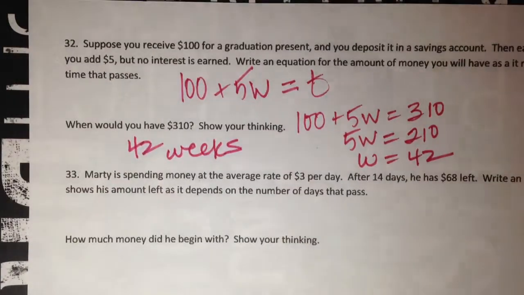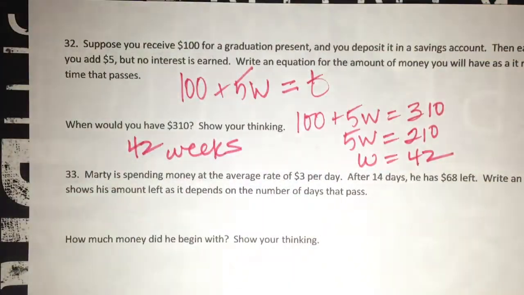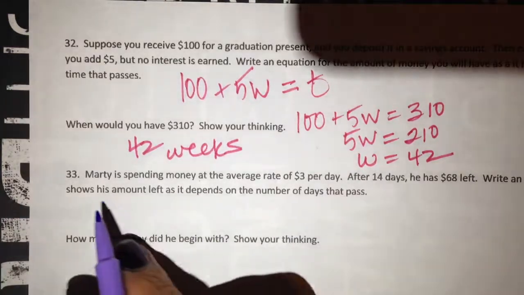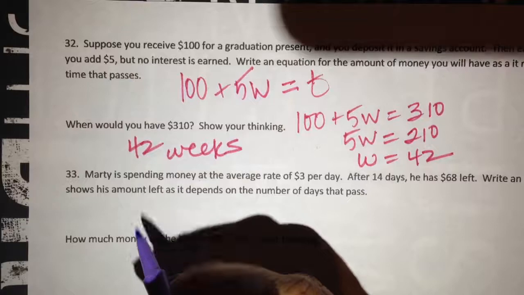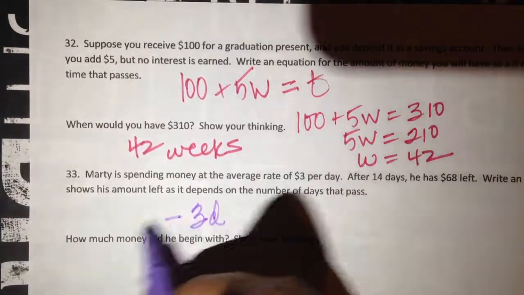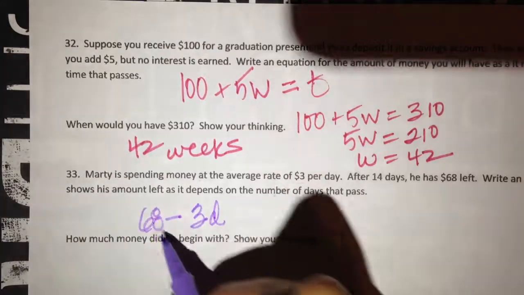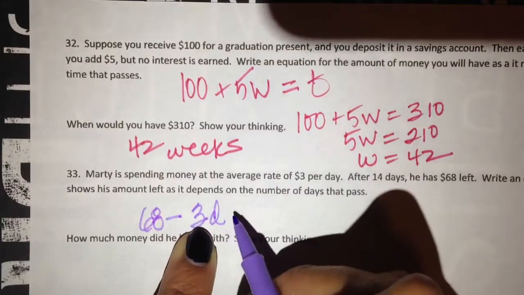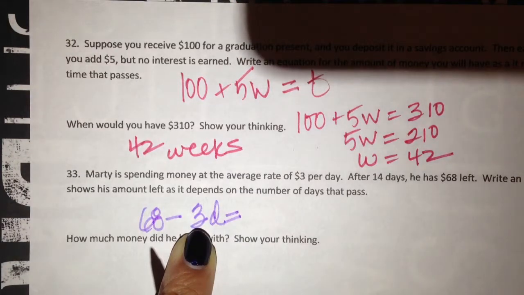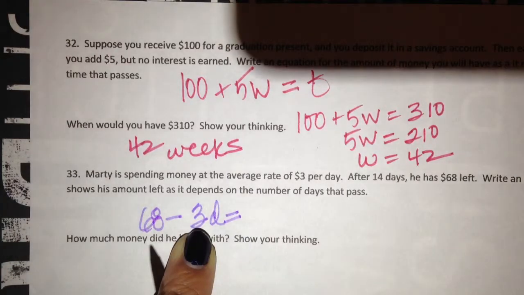Marty's spending money at the average rate of $3 a day. After 14 days, he has $68 left. Write an equation that shows the amount of money he has left as it relates to the number of days passing. He started with 68. He's spending 3 per day. And after, oh, I've got it. 14 days, he had 68 left.